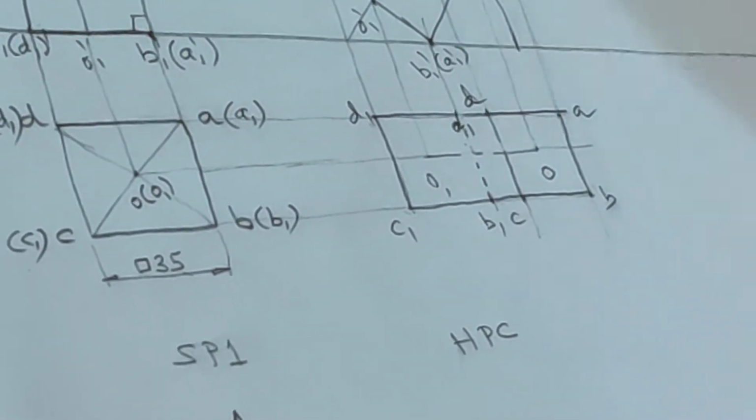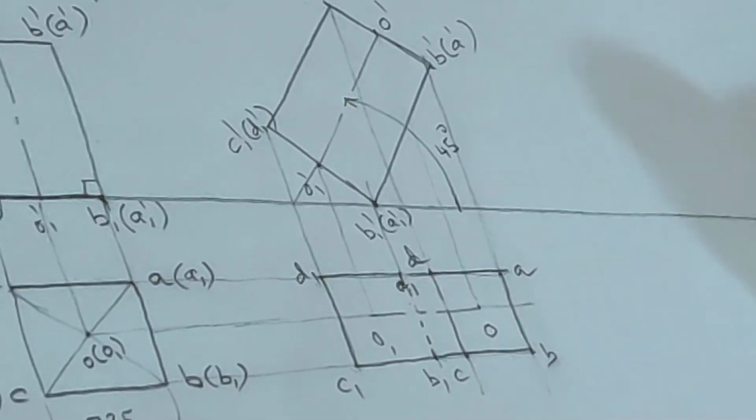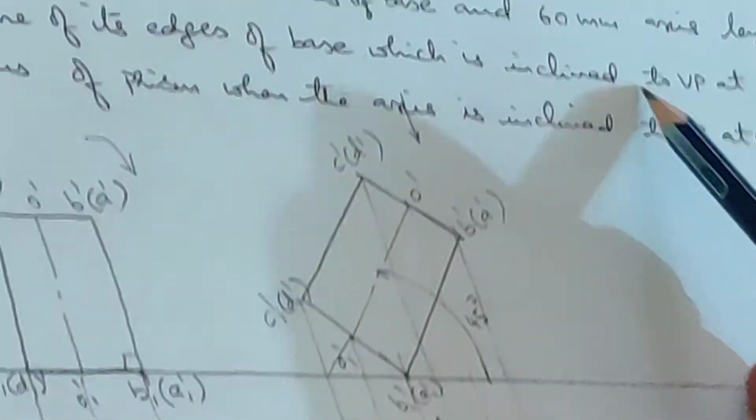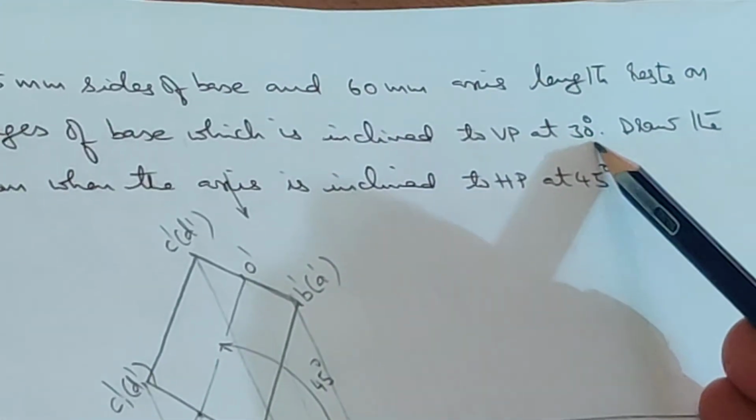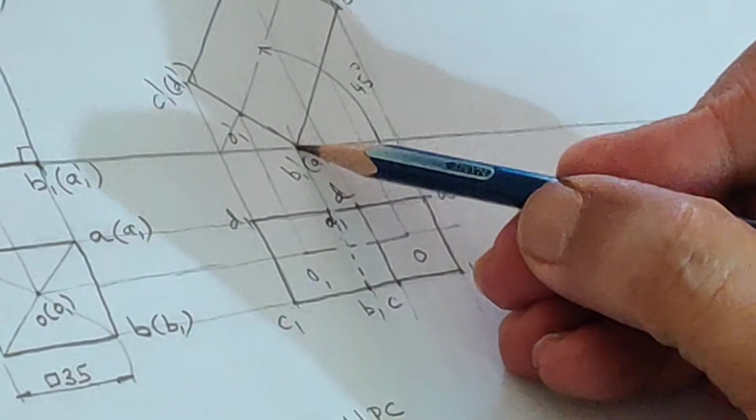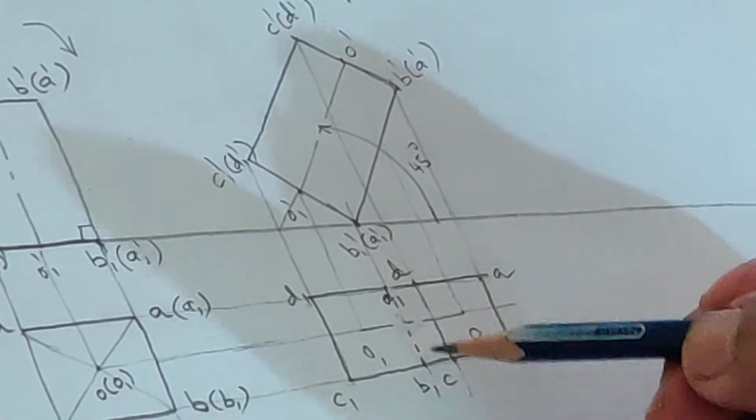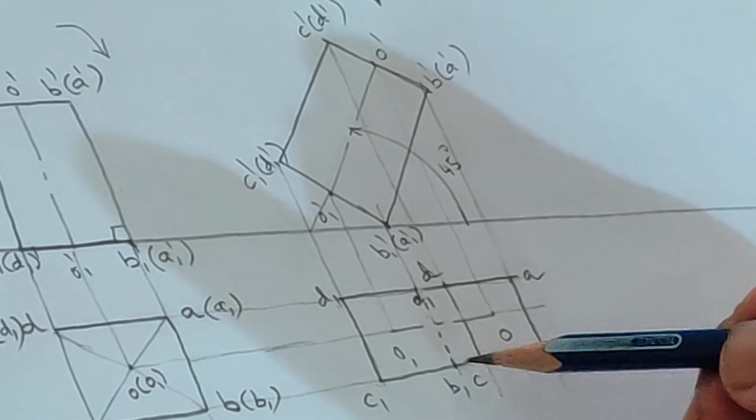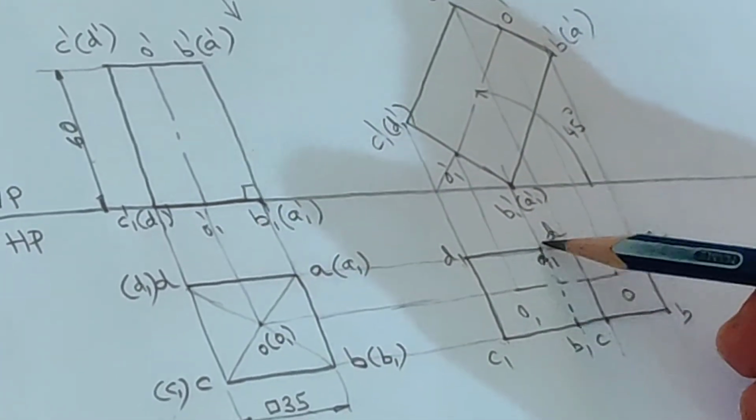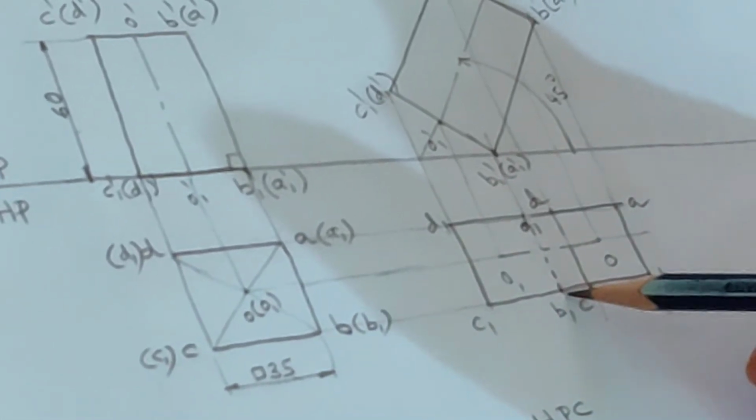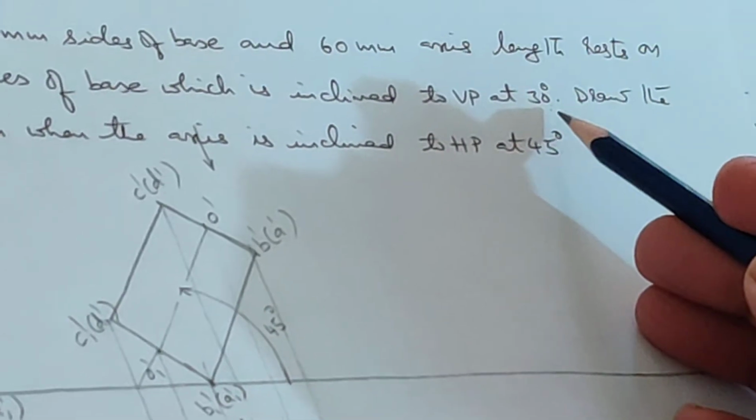Now the last condition to be satisfied is the VP condition, which says the edge of the base which is inclined to VP at 30 degrees. Which edge of the base is it resting on? A1, B1 is the edge of the base on which it is resting. That should be drawn inclined to VP at 30 degrees. This edge of the base A1, B1 is in its true length. As it is, you have 35. And you are given the true angle as 30 degrees.